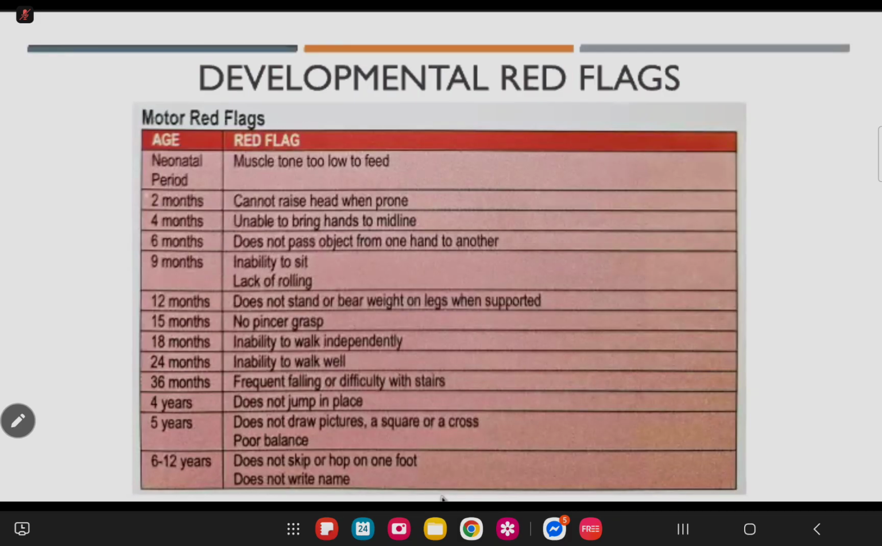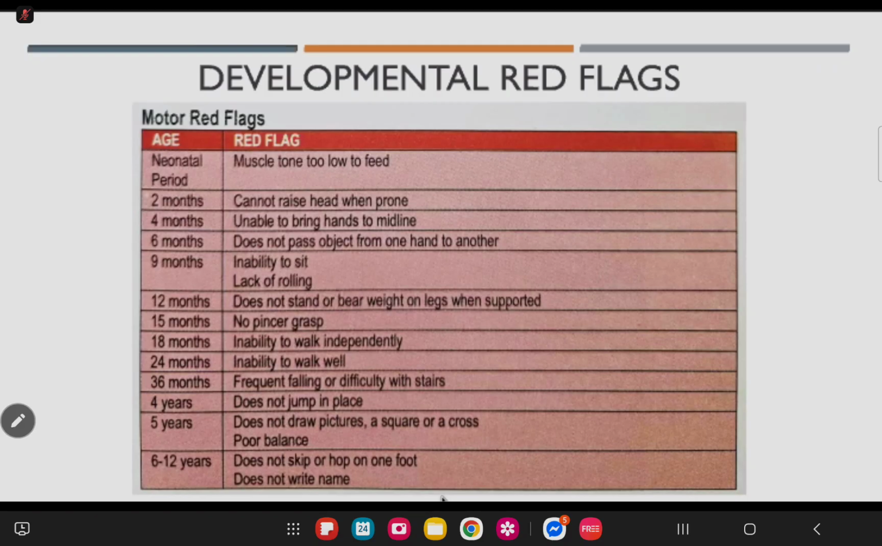Your red flags at the neonatal period: usually the muscle tone is too low to feed. What do you mean? Usually in your neonate, their muscle tone is very brisk. But if you have seen patients in your clinical rotation who have Down syndrome, you can actually see that they are very hypotonic when they are born. They're floppy babies. You have difficulty feeding in these types of patients.